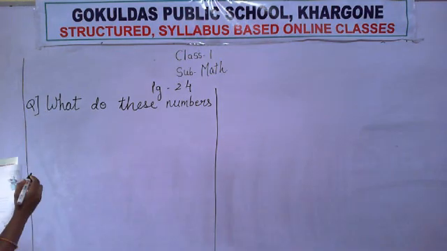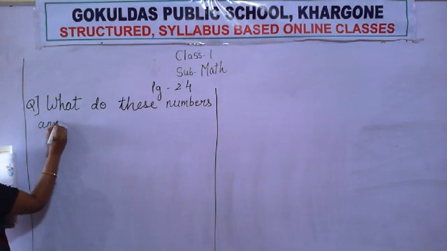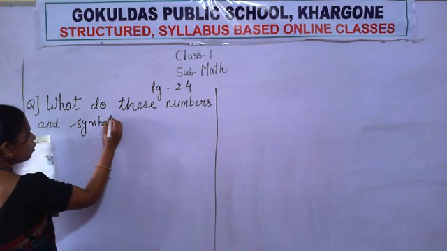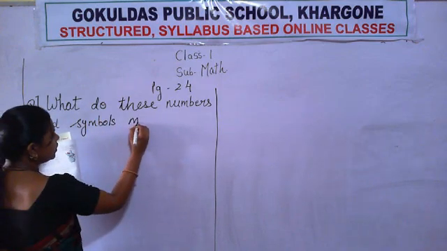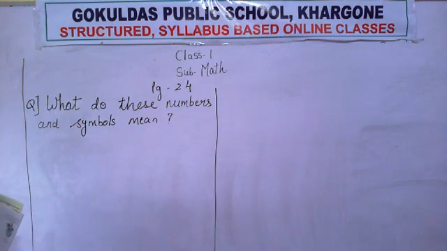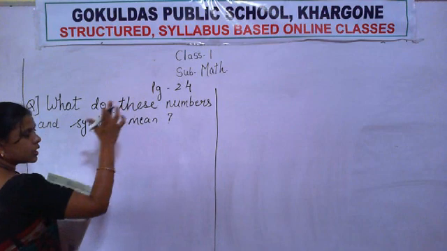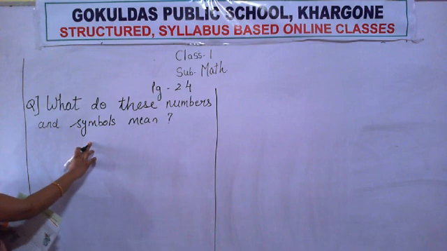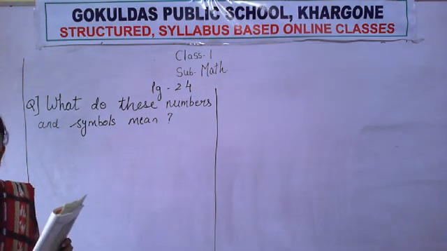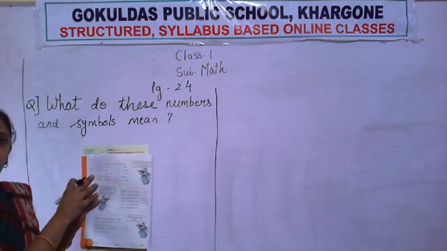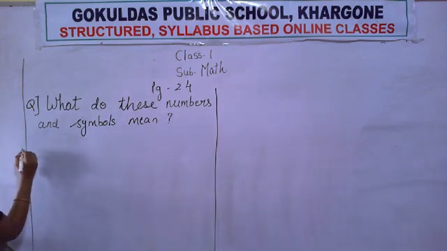What do these numbers and symbols, S-Y-M-B-O-L-S, mean? So what is the question? What do these numbers mean? Some numbers are given, and symbols. Which symbols are given? The symbols of greater than, less than, or equal to. So you have to write the meaning of the numbers and the symbol that is given in the question.